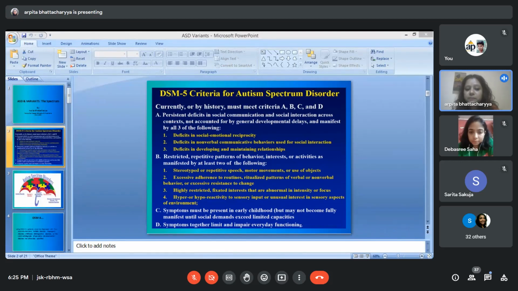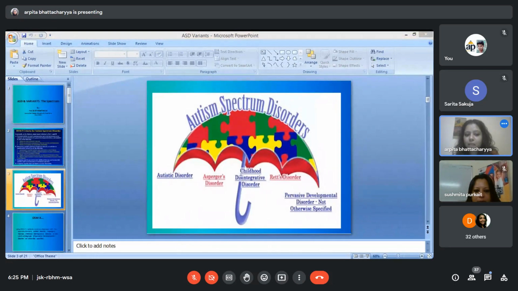Now, coming to this umbrella part, as you can see this umbrella, this is as per DSM-4. I was talking about DSM, the Diagnostic and Statistical Manual, edition 4. There we had this concept of autism spectrum disorders. It's an umbrella term, it's a spectrum, it's a range, which covers all these disorders under the same umbrella. So we had autistic disorder, which is autism, Asperger's disorder, childhood disintegrative disorder, which we call in short CDD, Rett's disorder, and pervasive developmental disorder not otherwise specified, which is PDD-NOS. So 1, 2, 3, 4, 5. All these five disorders were listed under ASD in DSM-4, the last edition.